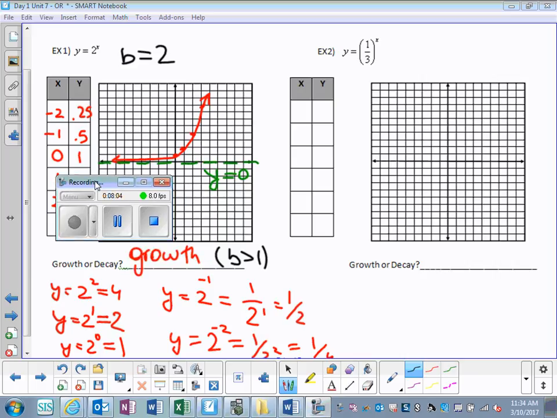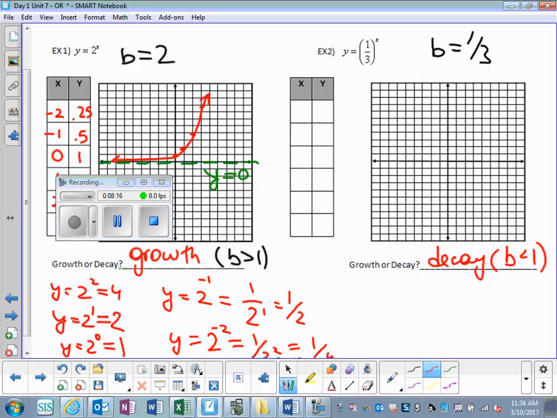What is my b, by the way? My base. 1 over 3. B is 1 over 3. So we know this would be what? Decay or growth? Decay, because b is less than 1. Perfect. So let's choose our points: negative 2, negative 1, 0, 1, 2.